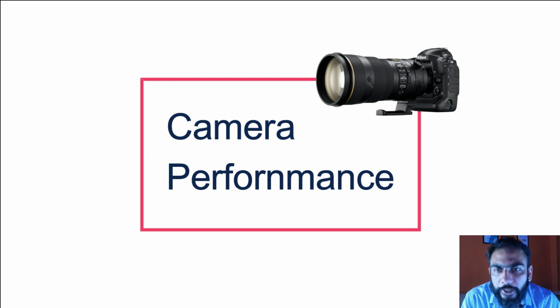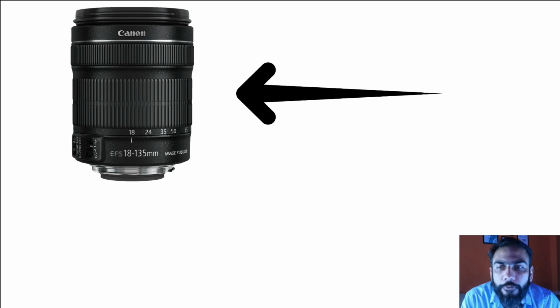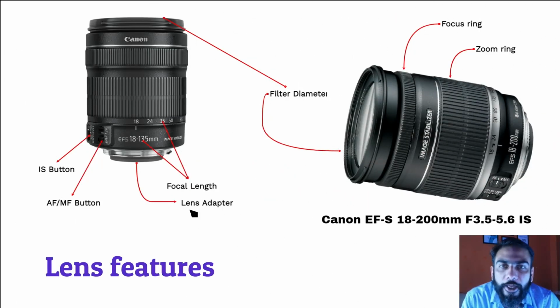But before understanding the lens characteristics and elements, we should know about some features, definitions, and fundamental aspects of the lens. This is a typical lens model, and these are the functions that a lens contains on its body. Here you can see the lens adapter. Using this, you can connect a lens to the camera body.